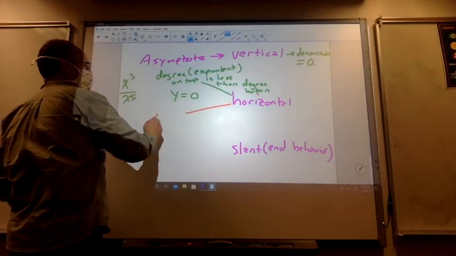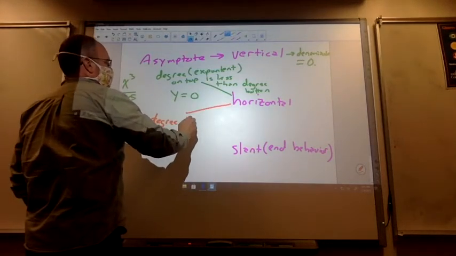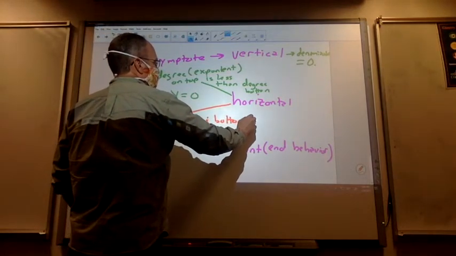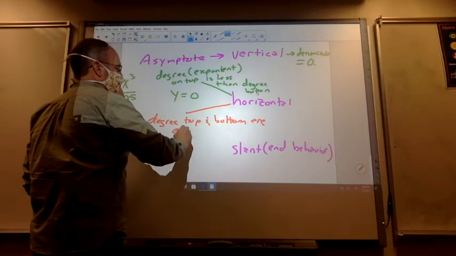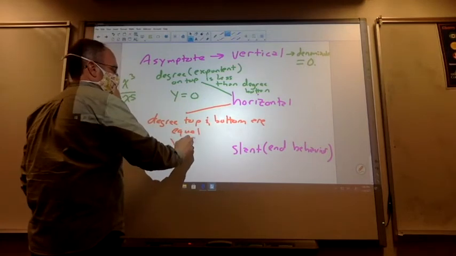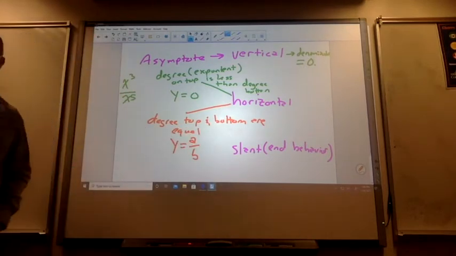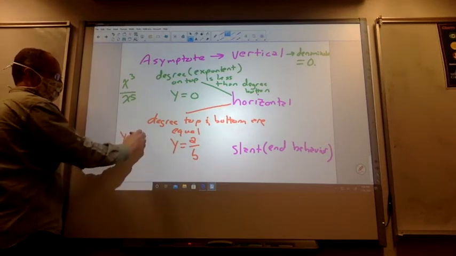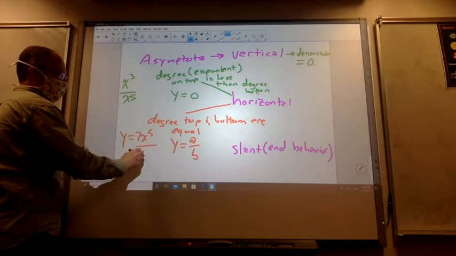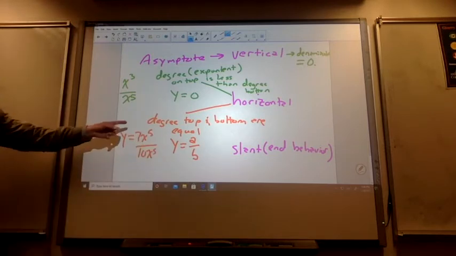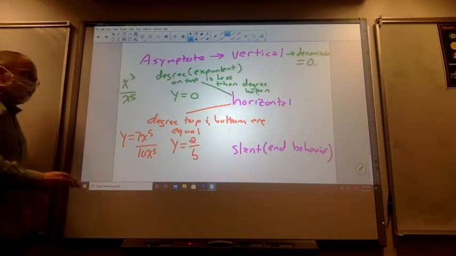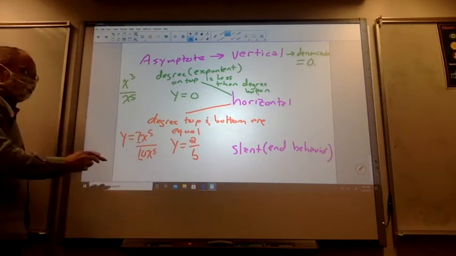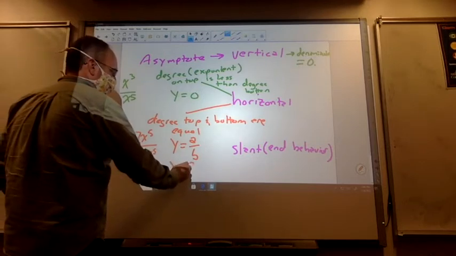If the degree on top and bottom are equal, it's y equals a over b. Now I go, I don't know what that means. Okay, well, I'll show you. Let's say I have y equals 7x to the fifth over 10x to the fifth. The degree on top and bottom are the same. So you take whatever the leading coefficient is to your highest exponent, and that would mean that y equals 7 over 10.